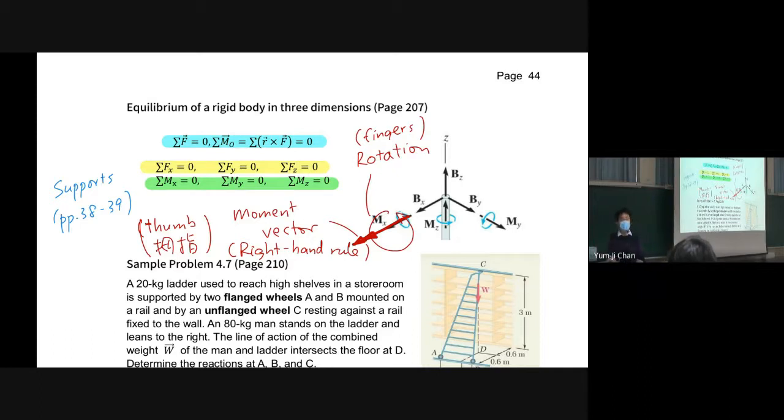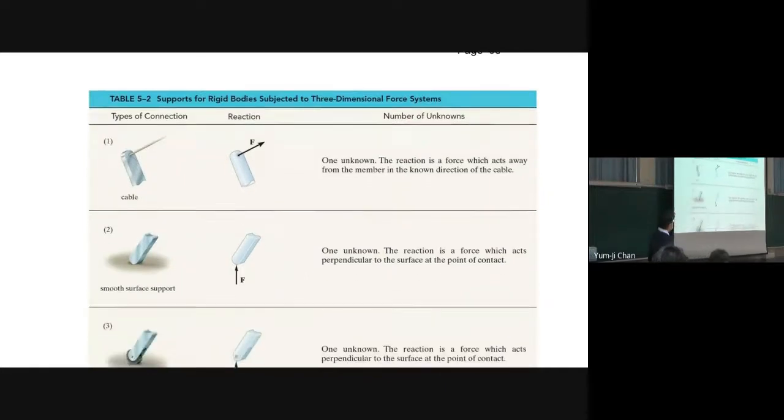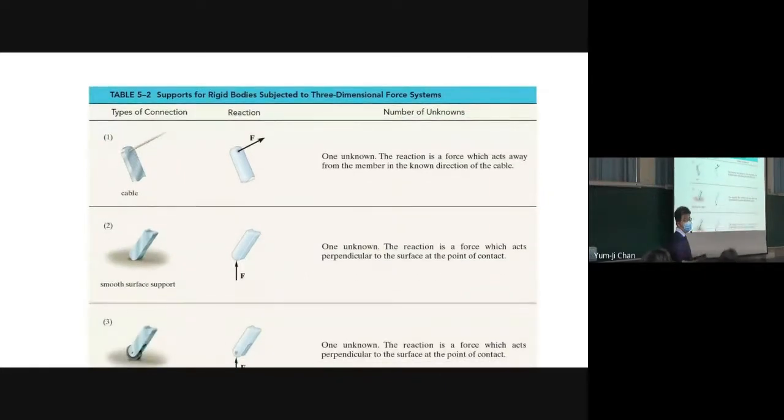In three-dimensional problems, because rigid bodies have supports, we know that we need to draw reactions at the supports, right? But what are the typical types of supports in 3D problems? Let's take a look. Of course, I will come back to page 44 later, but let's go to page 38.